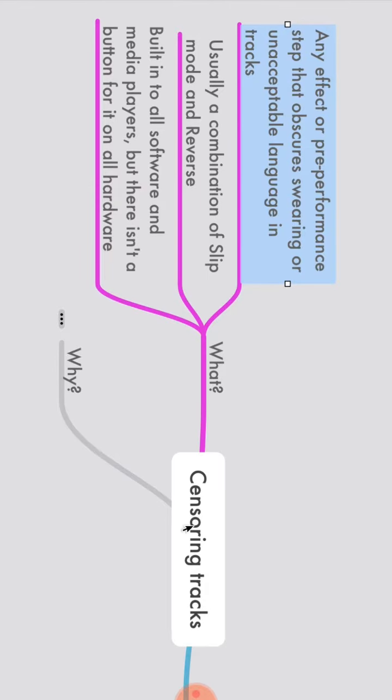Okay, so what we're talking about here is anything we can do, any effect or any pre-performance step that we can take to obscure swearing or unacceptable language in our tracks. Usually it's a combination of slip mode or flux mode and reverse, to just hide the word or words that we don't want our audience to hear while not interrupting the flow of the track. This is often on one button or just on one easy function, so you don't have to worry about those two functions separately. So that's how it's normally done.